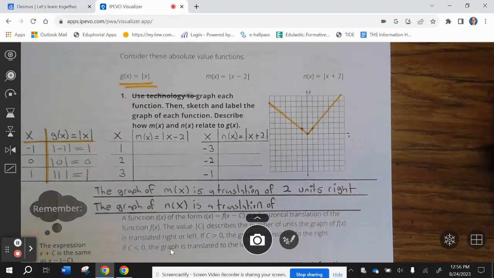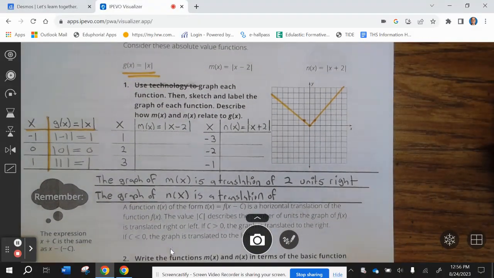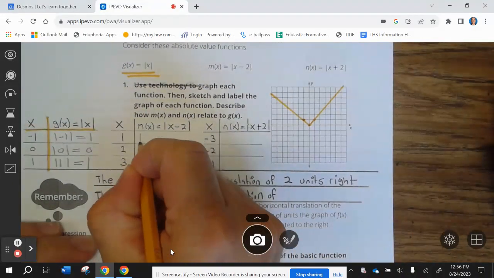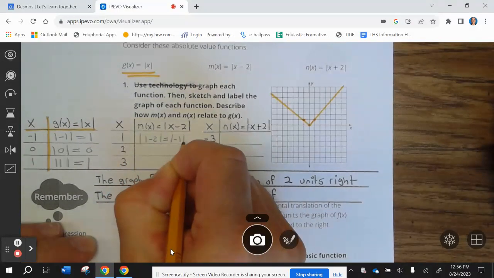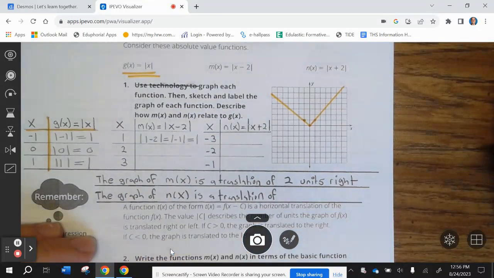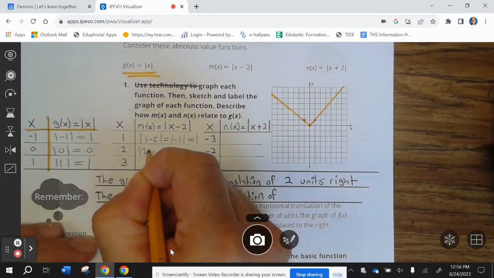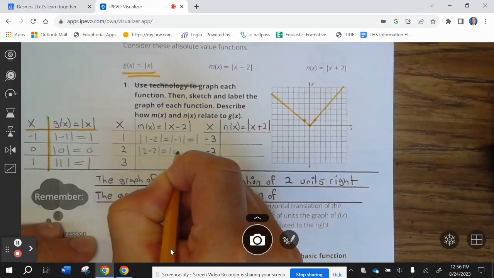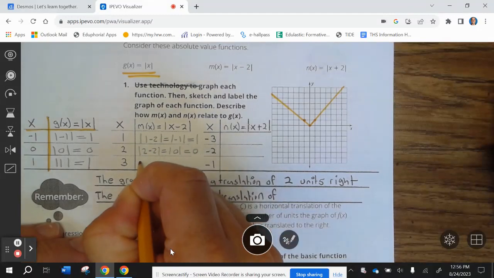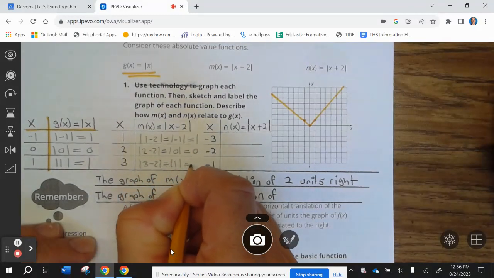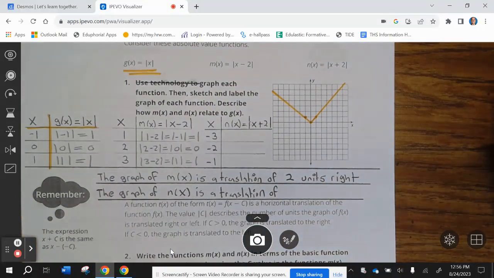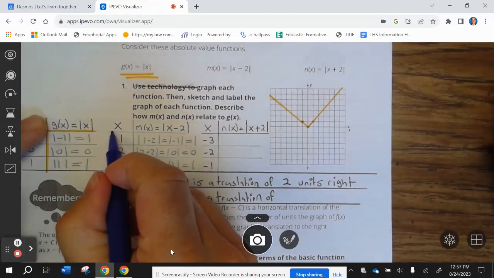All right, now let's take a look at m of x. Okay. So when x is 1, that's the absolute value of 1 minus 2, which equals the absolute value of negative 1, which equals 1. 2 minus 2 is the absolute value of 0, which equals 0. 3 minus 2, which equals 1, which equals 1. Okay, so let's go ahead and graph those points. Okay, and we'll go ahead and graph this in blue.